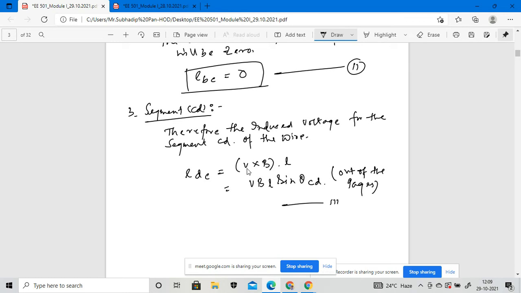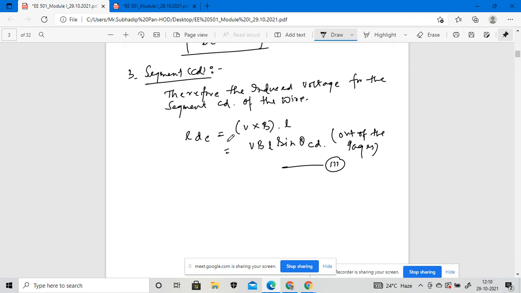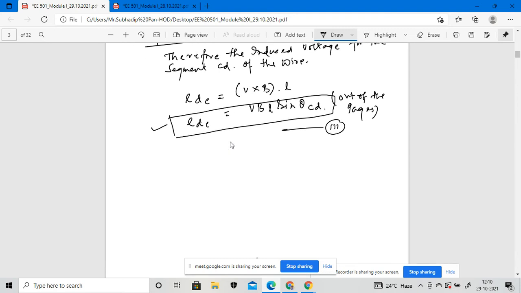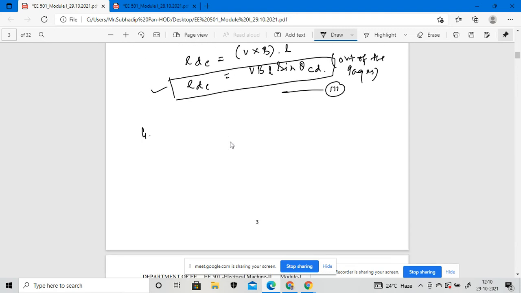Okay, so this is my equation 3. E of DC is actually, the equation will be this, for the segment CD. And now the last segment, segment 4, segment DA. Okay, segment DA.